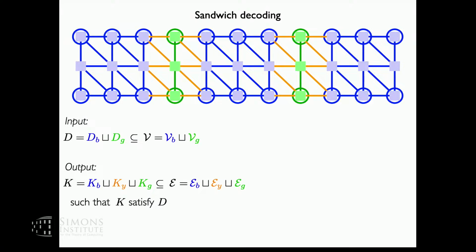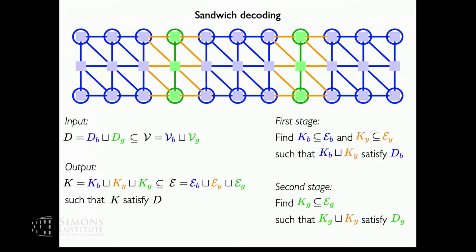So the first thing is we partition everything into colors. We start with the vertices. There are blue vertices and green vertices. We also partition the edges. There are blue edges, yellow edges, and green edges. And yellow edges are the ones that connect the blue and the green. So the defects will also have colors. And sandwich decoding will have 2 stages.